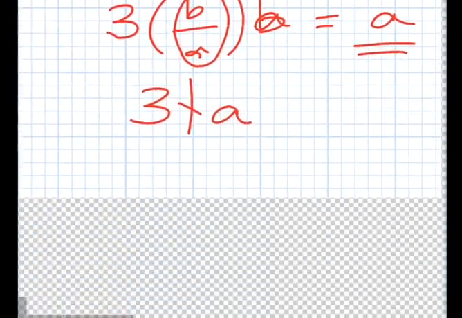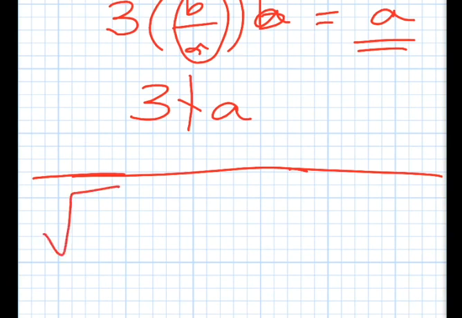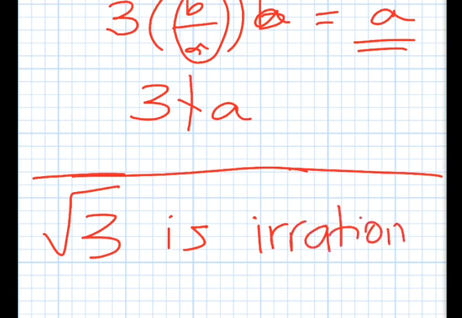So the only conclusion in this case is what? That our assumption was incorrect. So in this case we conclude that root 3 is not rational, that is, it is irrational. Okay, so this is how we go through a typical proof.